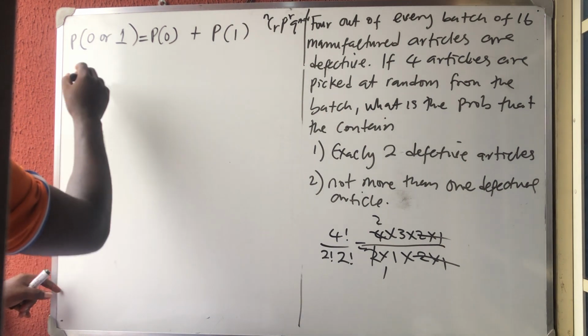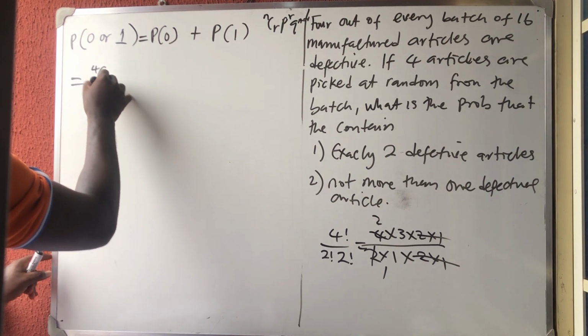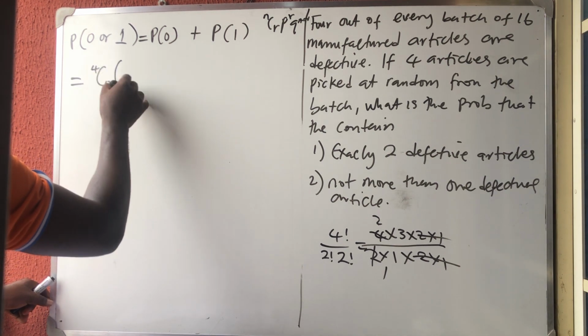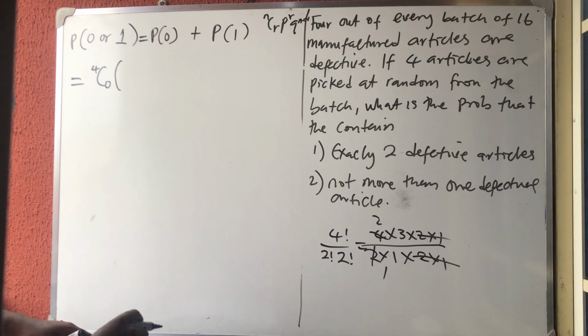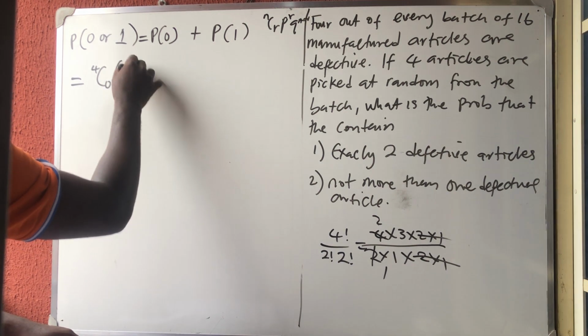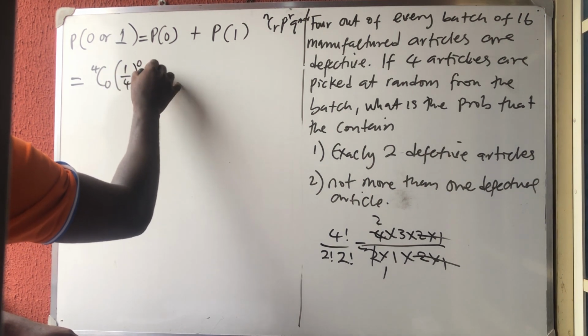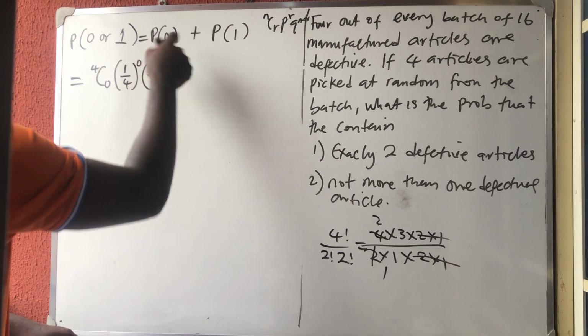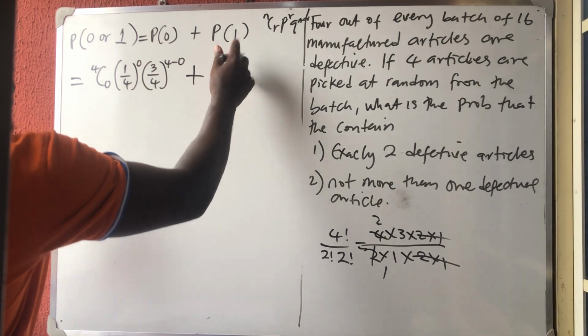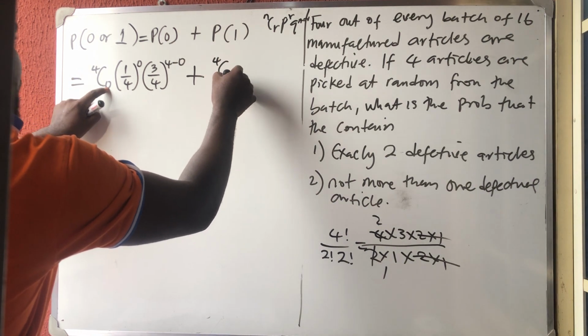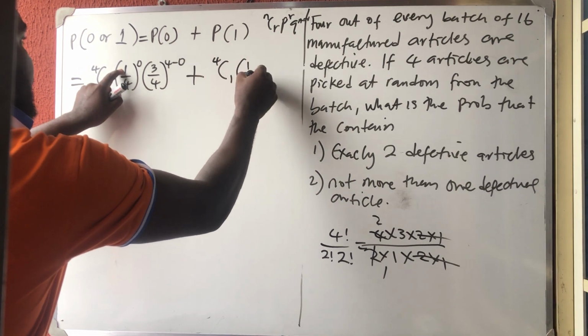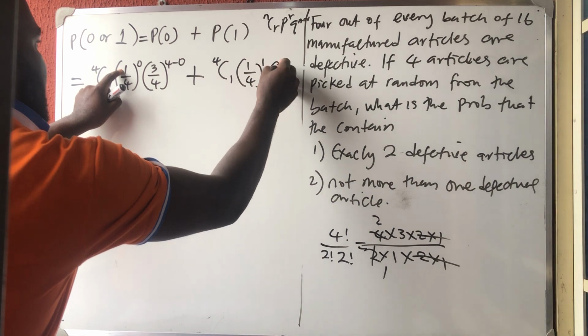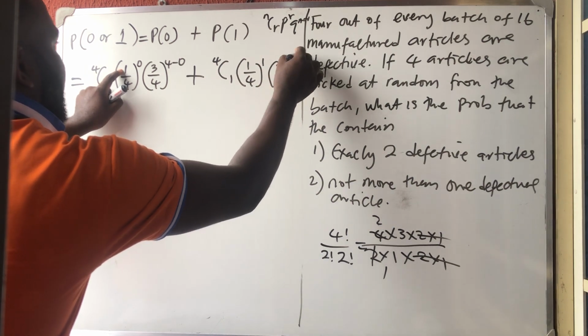And our r is 0. So I'm having 4 combination 0. Don't forget, my p is 1/4. So 1/4 raised to power 0, and then 3/4 raised to power 4 minus 0. That is for P of 0. Plus P of 1 will now be 4 combination 1, 1/4 raised to power 1, then 3/4 raised to power 4 minus 1.